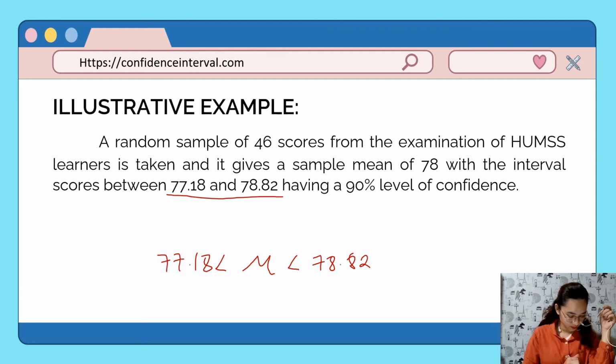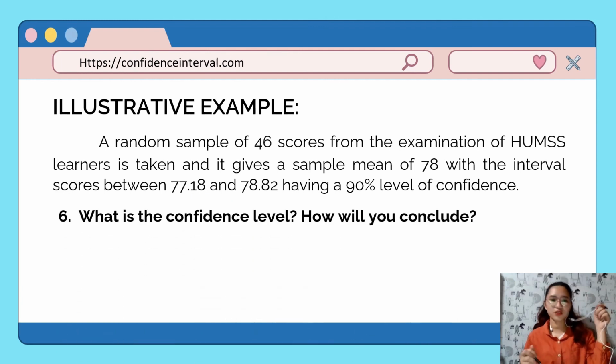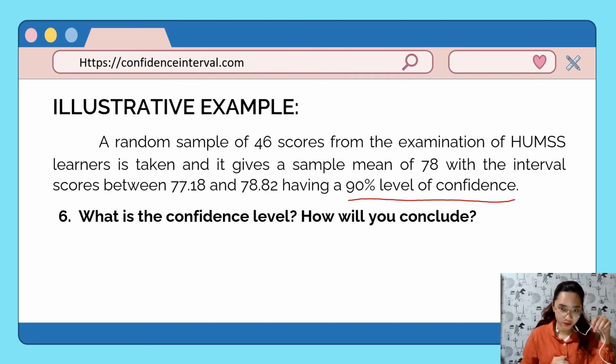Okay, next naman. Ayan. So, what is the confidence level and how will you conclude? So, pag sinabi natin confidence level, ito yung percentage na kung saan confident po kayo na yung population mean natin ay nandun sa interval estimate natin. Ayan. So, dito sa ating problem, nabigay naman na po kung ano yung level of confidence natin. Nakasulat na po dyan na ang ating level of confidence is 90% level of confidence.